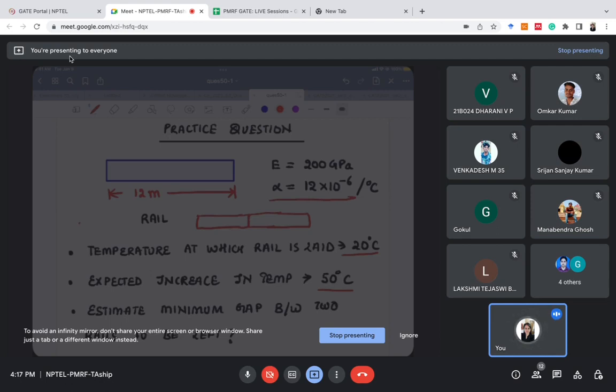So the question is asking, estimate the minimum gap between the two rails to be left so that there is no stress in the rails. So this is the question. Please try it. I'll give you maybe 2 minutes, then I'll explain. It's a very simple question based on the deformation due to temperature stresses only. What should be the minimum gap between the two rails so that no stress will generate in the rails?